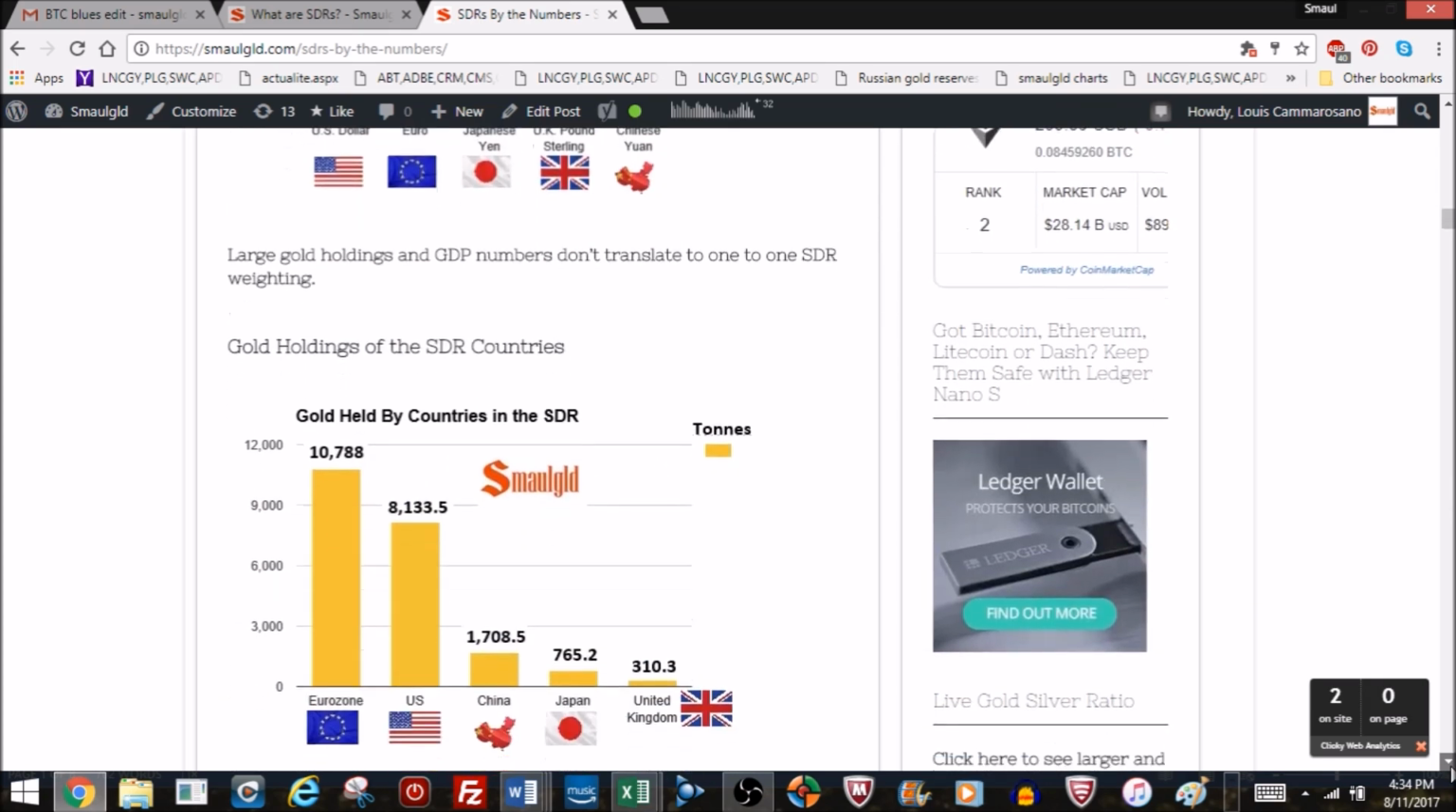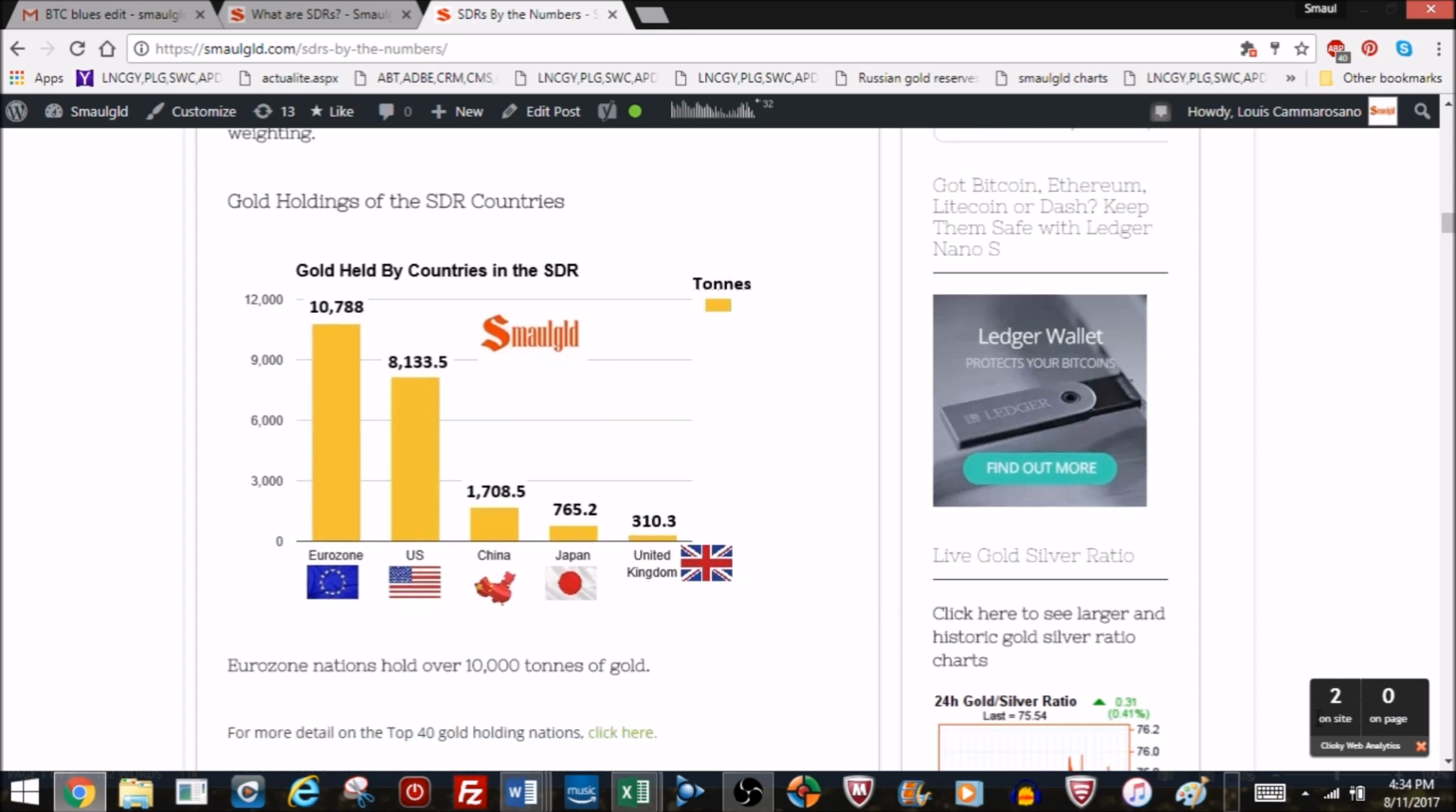Let's take a look at some more. So here is the gold holdings of the SDR countries. If you take the Eurozone, you take the US, that's that number they've had since the 50s. This is all the countries in the European Union. This is China. China is up a little bit higher than that right now. They're at 1,842. It's a couple of years ago I did this. Japan is still at this number. UK is still at this number.